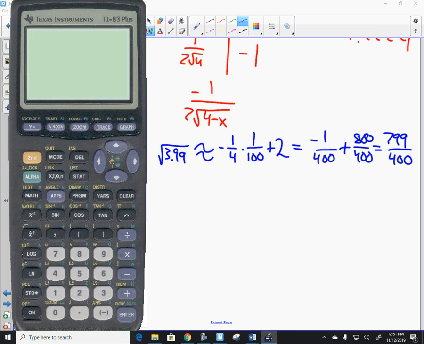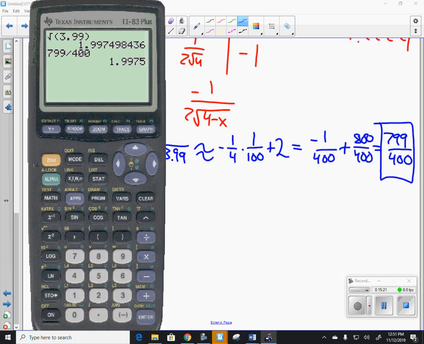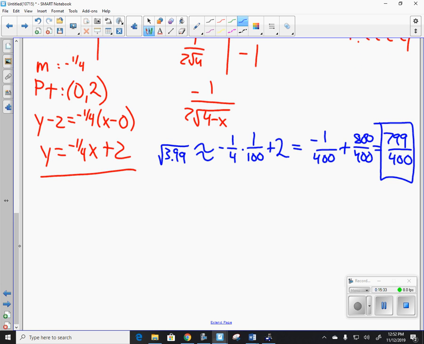So the question is, is 799 over 400 a close approximation to the square root of 3.99? Watch. Square root of 3.99. Look at our approximation. That's pretty close, isn't it? So Isaac Newton and the others, they have a great way to approximate the value of square root of 3.99. You should be able to do that without a calculator. Oh, how does a calculator come up with this? I'll have to show you some other time. But no, your calculator does not do that. It uses a different algorithm.